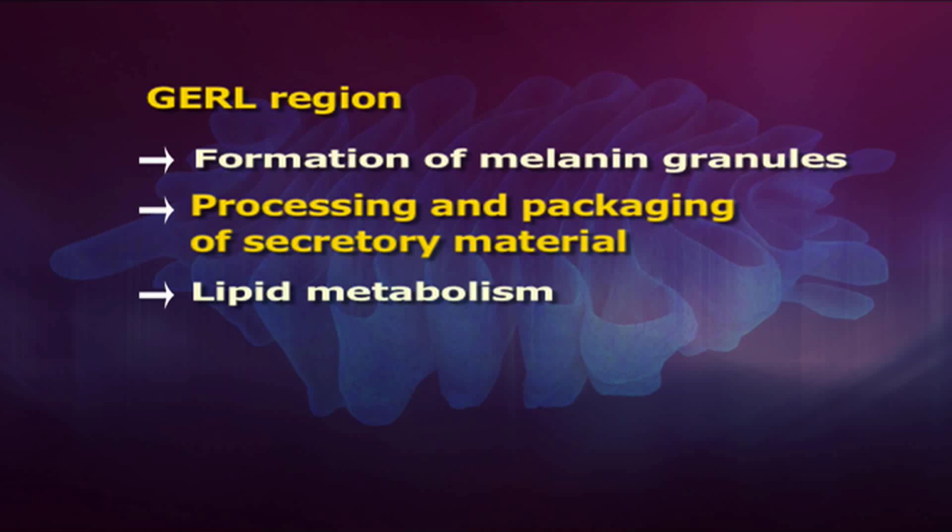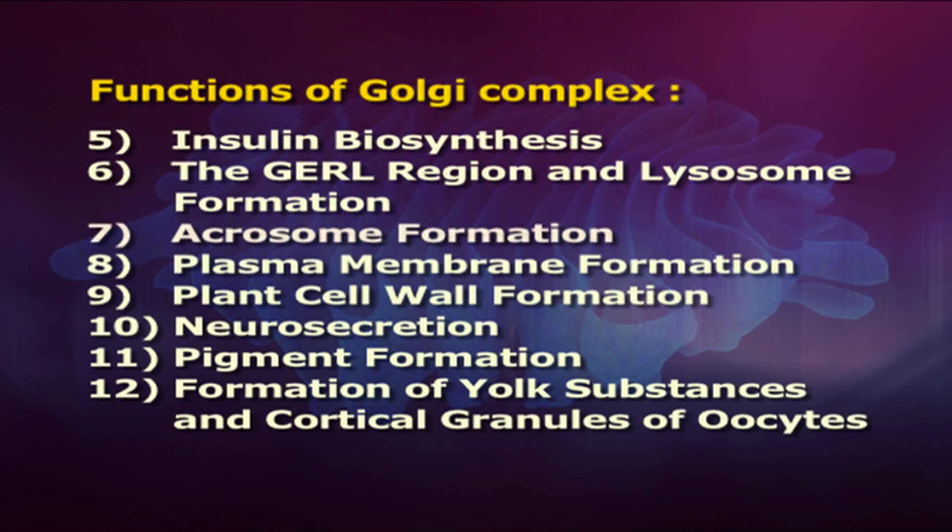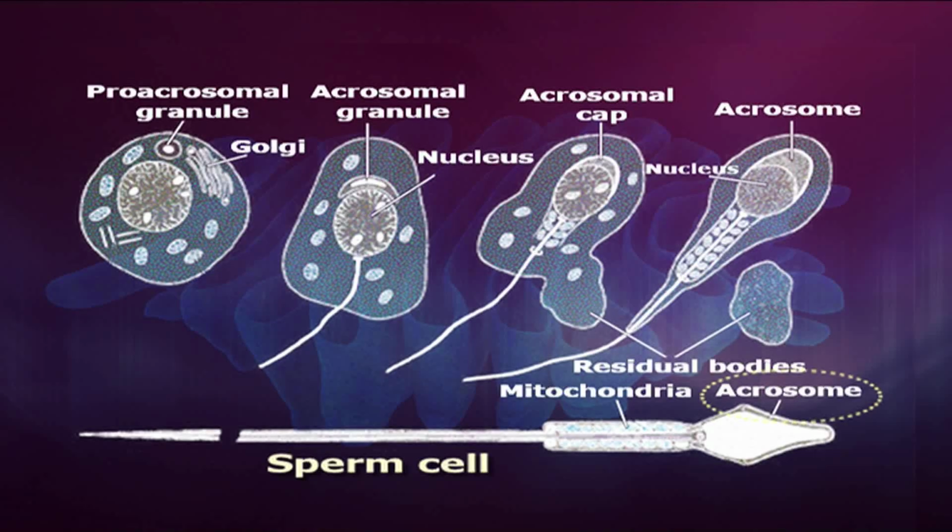GERL, also known as the transreticular Golgi, is the site of the cell involved in the sorting out of the proteins. Acrosome formation. There is a close association between the Golgi complex and acrosome formation. The acrosome of a spermatozoon is derived from the Golgi complex of a spermatid.